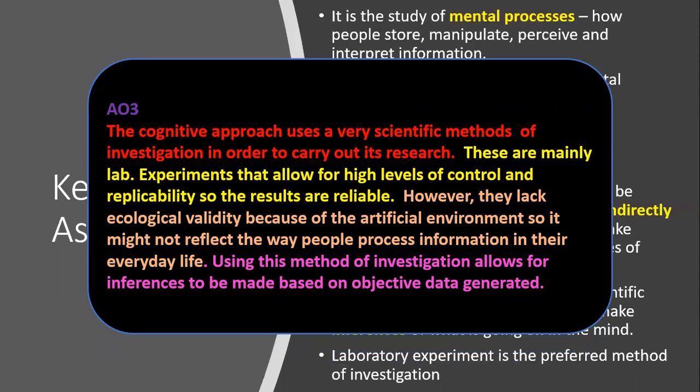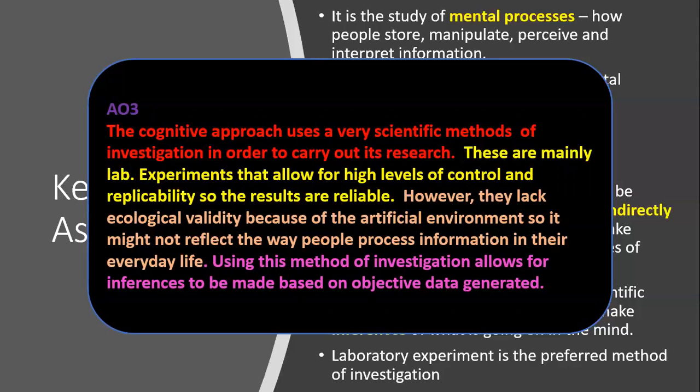Here in this one, remember we're developing our PEELs. We're not doing full PEELs yet, but in this one, we're doing a point, explain, evaluate, link. Now remember, your point needs to be clear and precise. So the cognitive approach uses a very scientific method of investigation in order to carry out its research. That's what we've just been talking about in the assumption. So yes, we've got a nice strength there. Clear, precise point. Now explain. Explain means, what does the point actually mean?